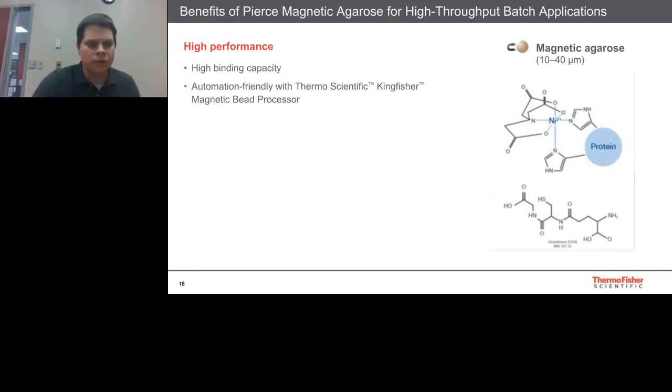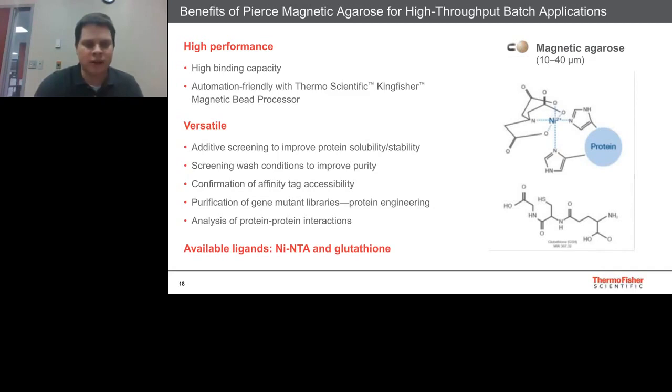Overall, Pierce magnetic agarose beads have significant benefits for high throughput batch affinity purification of recombinant tag proteins, including high binding capacity and automation capabilities. This support is extremely versatile and can be used to rapidly and efficiently evaluate additive screening, wash conditions, tag accessibility, protein engineering, and protein-protein interactions for His-tagged or GST fusion recombinant protein.